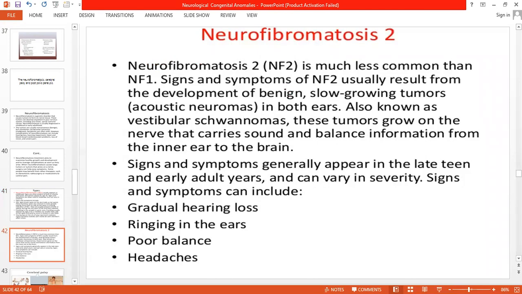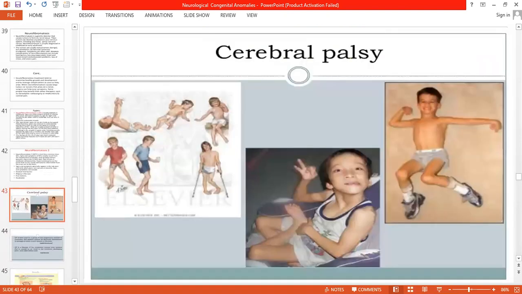These are also known as vestibular schwannomas. These tumors grow on the nerve that carries sound and balance information from the inner ear to the brain. Signs and symptoms generally appear in the late teen or early adult years and can vary in severity. Signs and symptoms can include gradual hearing loss, ringing in the ears, poor balance or ataxia, or headaches.